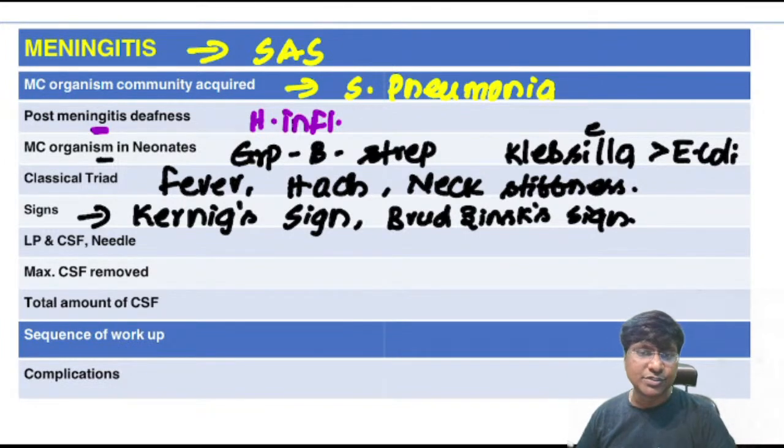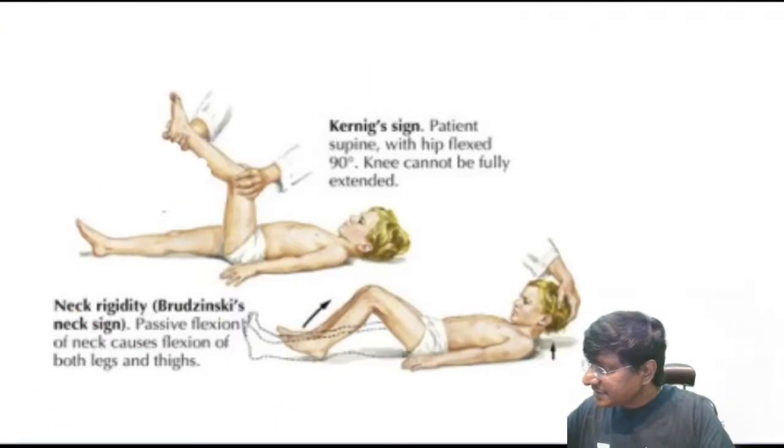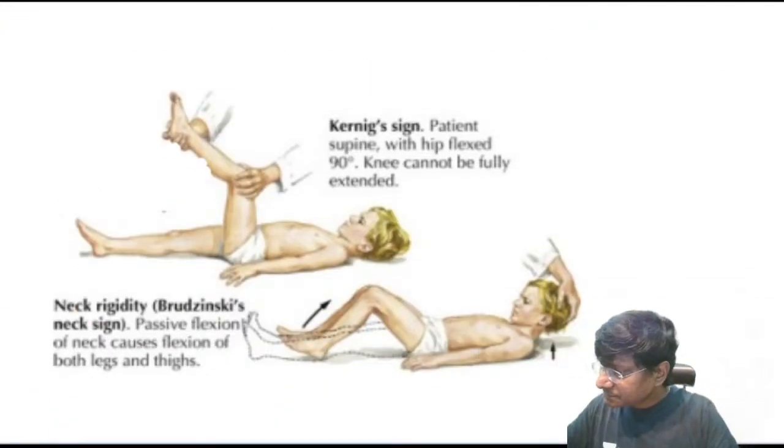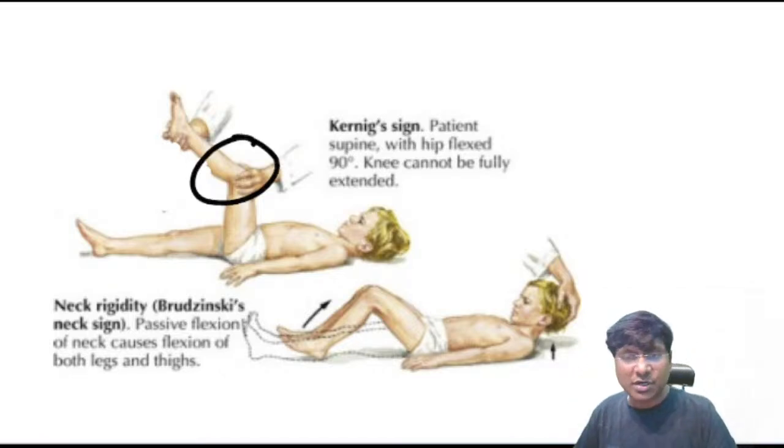These are the two important signs that will be positive: Kernig sign and Brudzinski sign. So what is Kernig sign? The patient is made to lie supine with the hip flexed, and in this individual the knee cannot be fully extended. That is called Kernig sign.